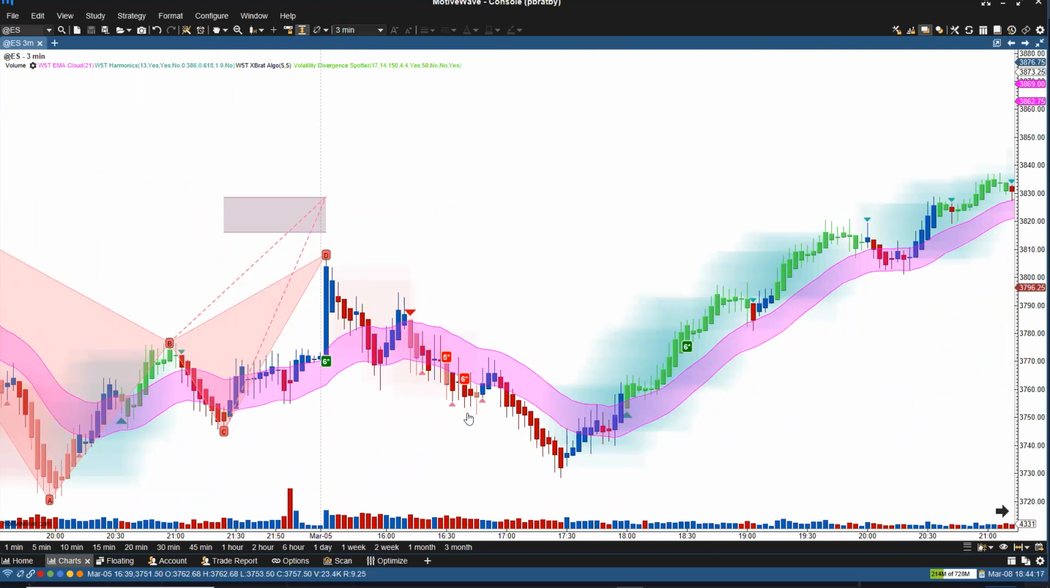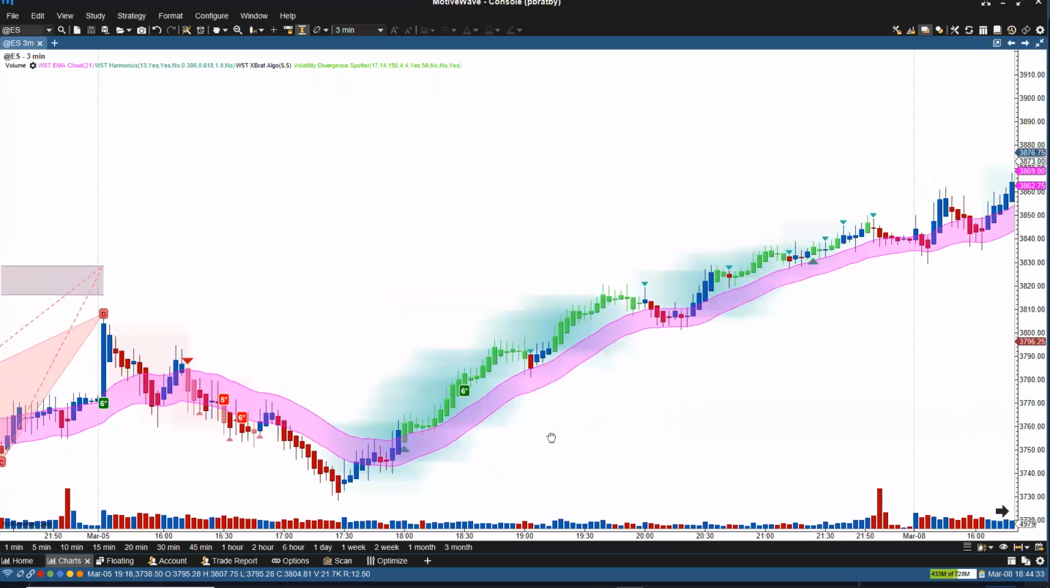We don't get confirmation from that divergence cloud. Yes, this is the 21 EMA Cloud on this 3-minute time frame. So we don't get confirmation from the divergence cloud, so we don't take it. Then, sorry, that was Thursday.